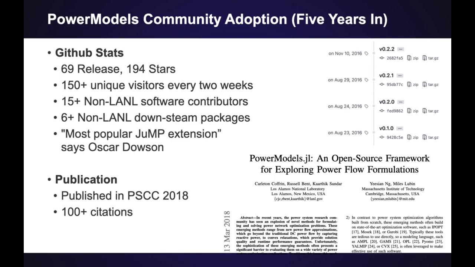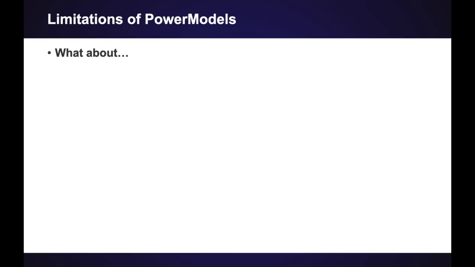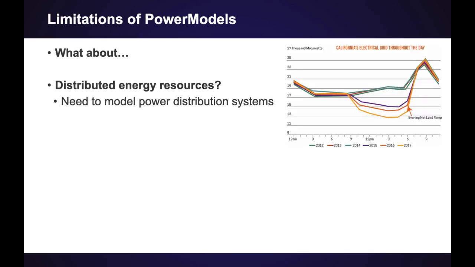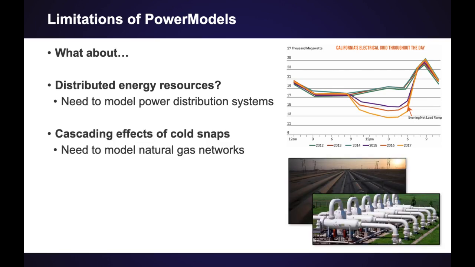that with Julia and JuMP, we could really commit all in to a solution for our research needs and our deployment needs. But there are still a bunch of limitations for Power Models. So if you want to understand in a lot of detail distributed energy resources and you want to look at how we could solve this duck curve problem, you need more power distribution modeling than what was available in Power Models. If you're interested in cascading effects from, say, cold snaps that can occur between the natural gas system and the power system, you need to model the natural gas transmission networks.